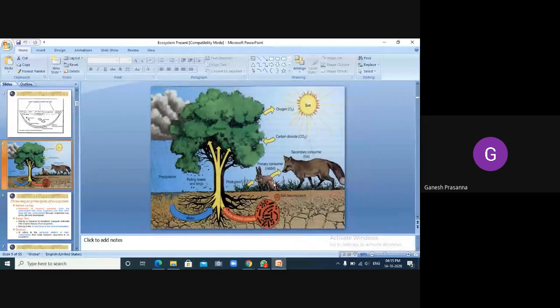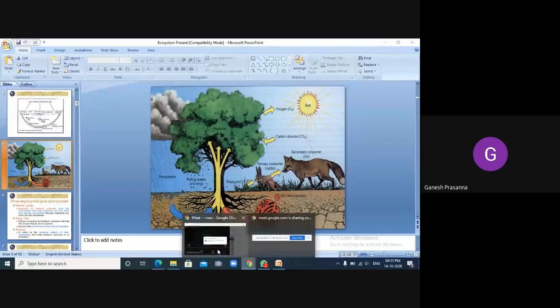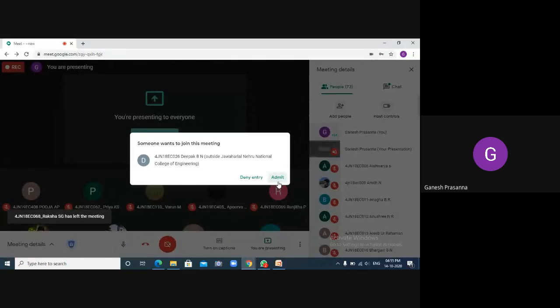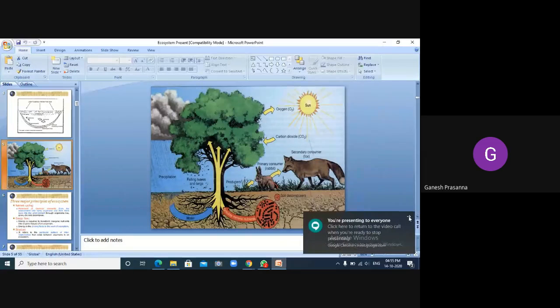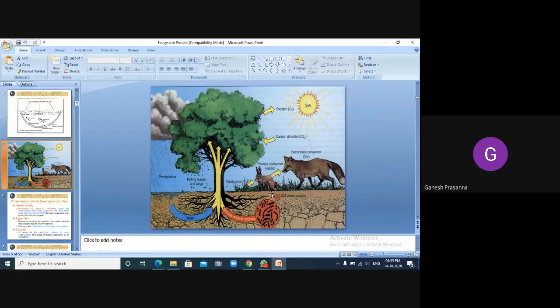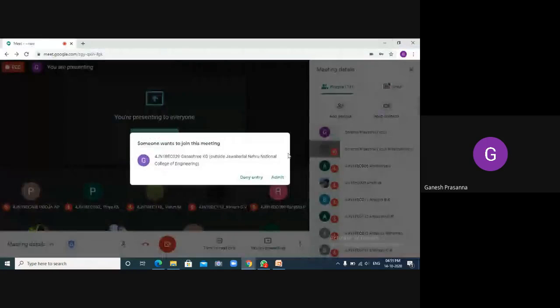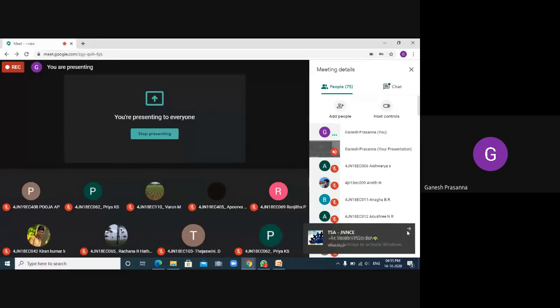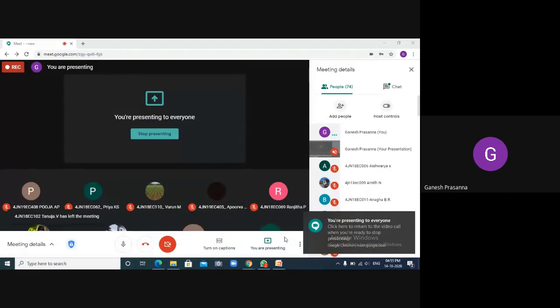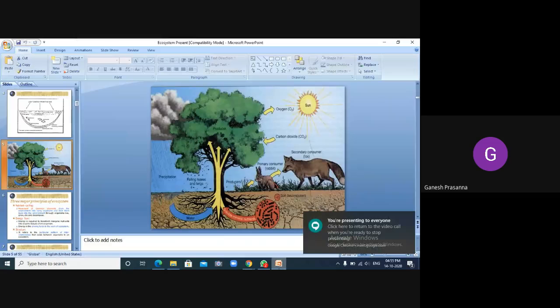So the secondary consumers are dependent on the primary consumers. This is how usually a food chain or an ecosystem is maintained or balanced. You can see how exactly the ecosystem is being balanced, is it not? So the plants usually contain this.